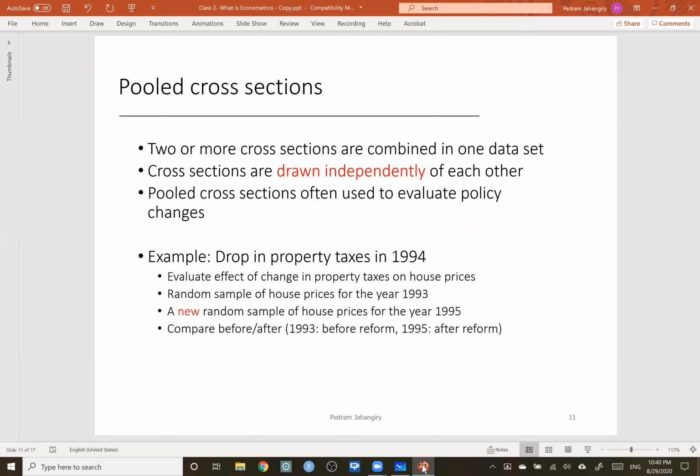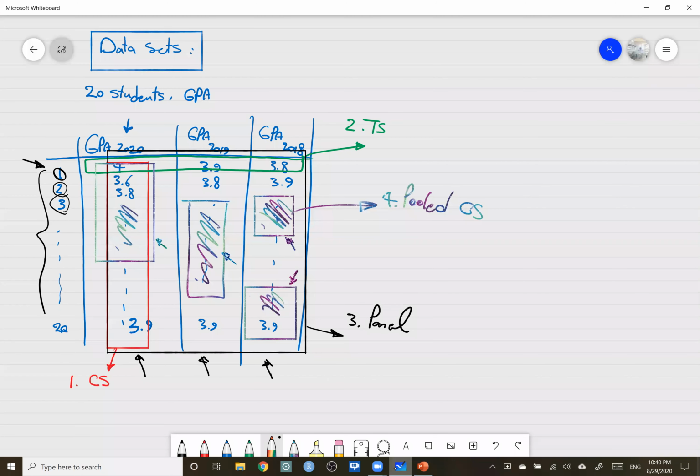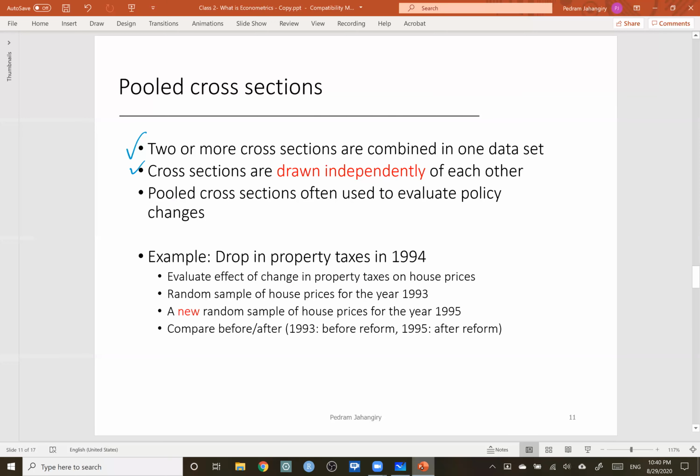And finally, let's talk about pooled cross-section. So two or more cross-sections are combined in one data set. We already talked about it. Cross-sections are drawn independently of each other. Basically, these things are independent from each other. We draw them independently. Pooled cross-sections are often used to evaluate policy changes. And this is where I promised you that I would give you a use case where we use pooled cross-sections. So let's look at an example.